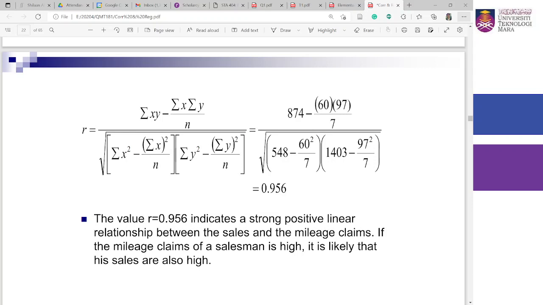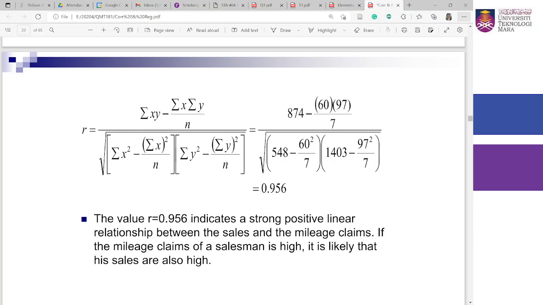So very close with the value of positive 1. So this indicates that there exists a very strong positive linear relationship. Okay, very strong positive linear relationship between the sales and the mileage claim. Right, so that is the situation. So you boleh just gantikan saja dalam tu. So yang ni bagaimana kita nak gantikan dalam penggunaan calculator dan semuanya, you all boleh refer kepada saya punya YouTube channel. Dalam tu dah ada saya masukkan bagaimana kita nak kira secara manual nilai Pearson product moment correlation coefficient. Right, so boleh watch my YouTube video.